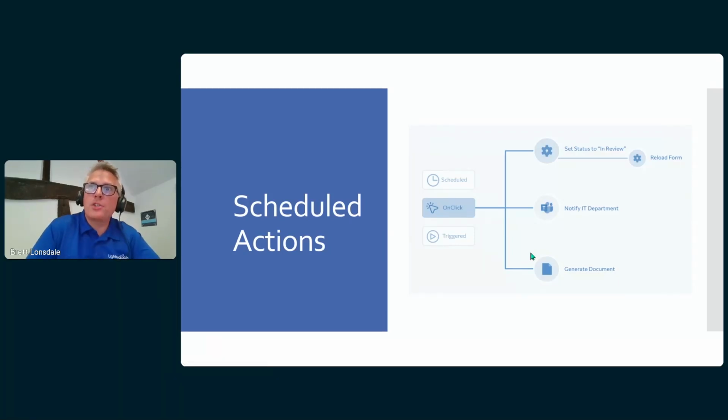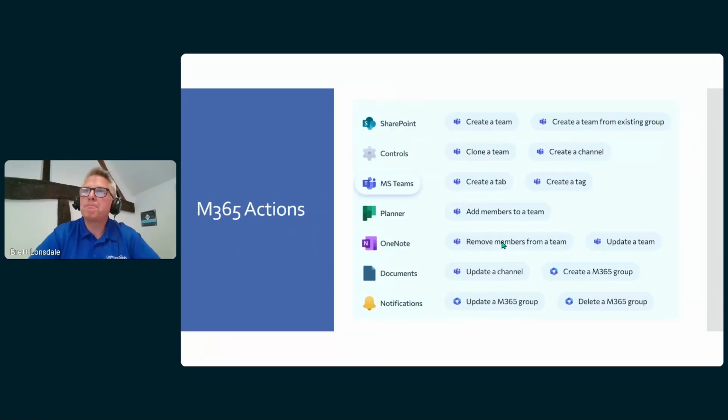You'll have scheduled actions. At the moment, the actions that you've seen today are triggered actions. You have to click a button for them to do something, but we'll then be able to schedule actions as well. So if, for example, you have an approval workflow and you want somebody to sign it, it could go to one person. If they don't do anything for a week, it could go on to the next person, which is something that we can't do today. It has to be there and then as you click the button.